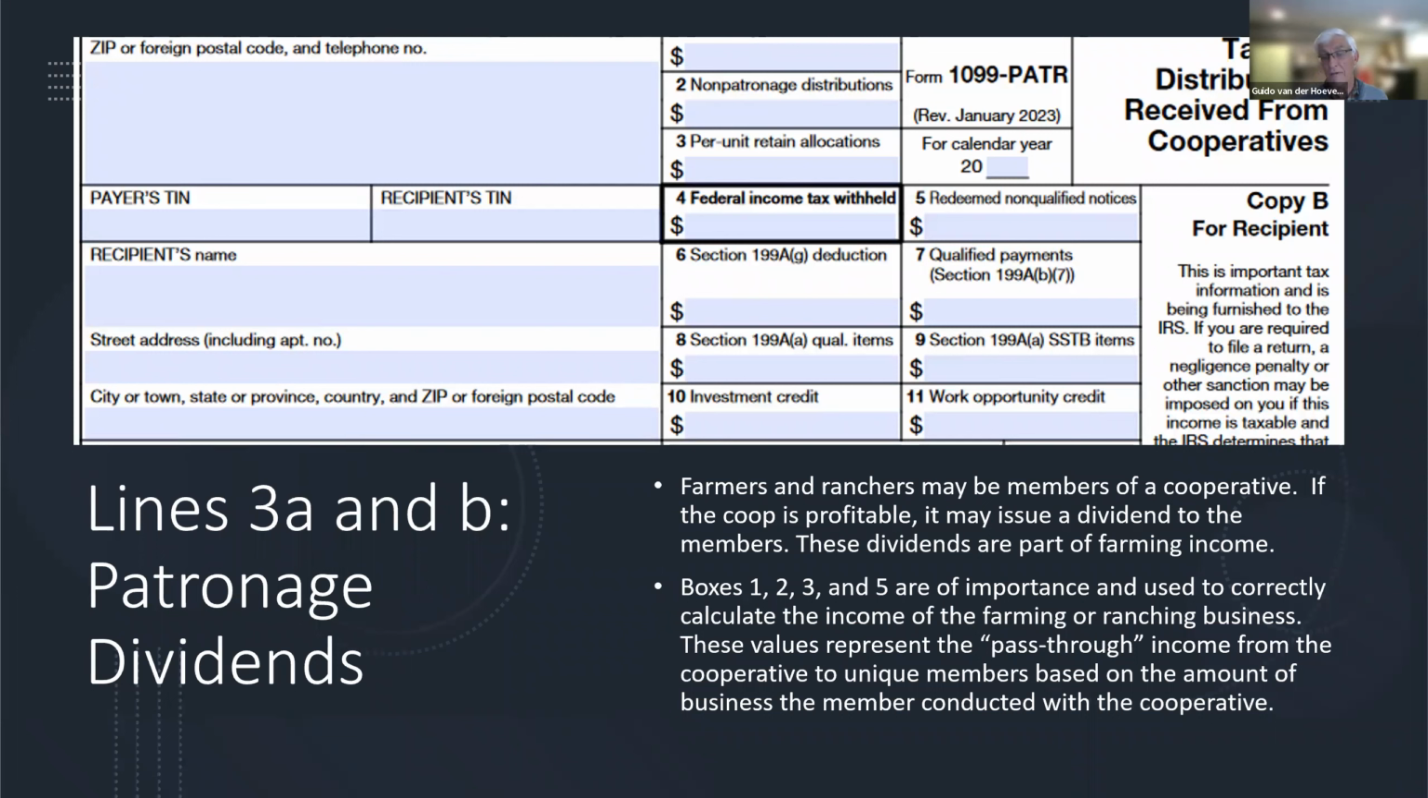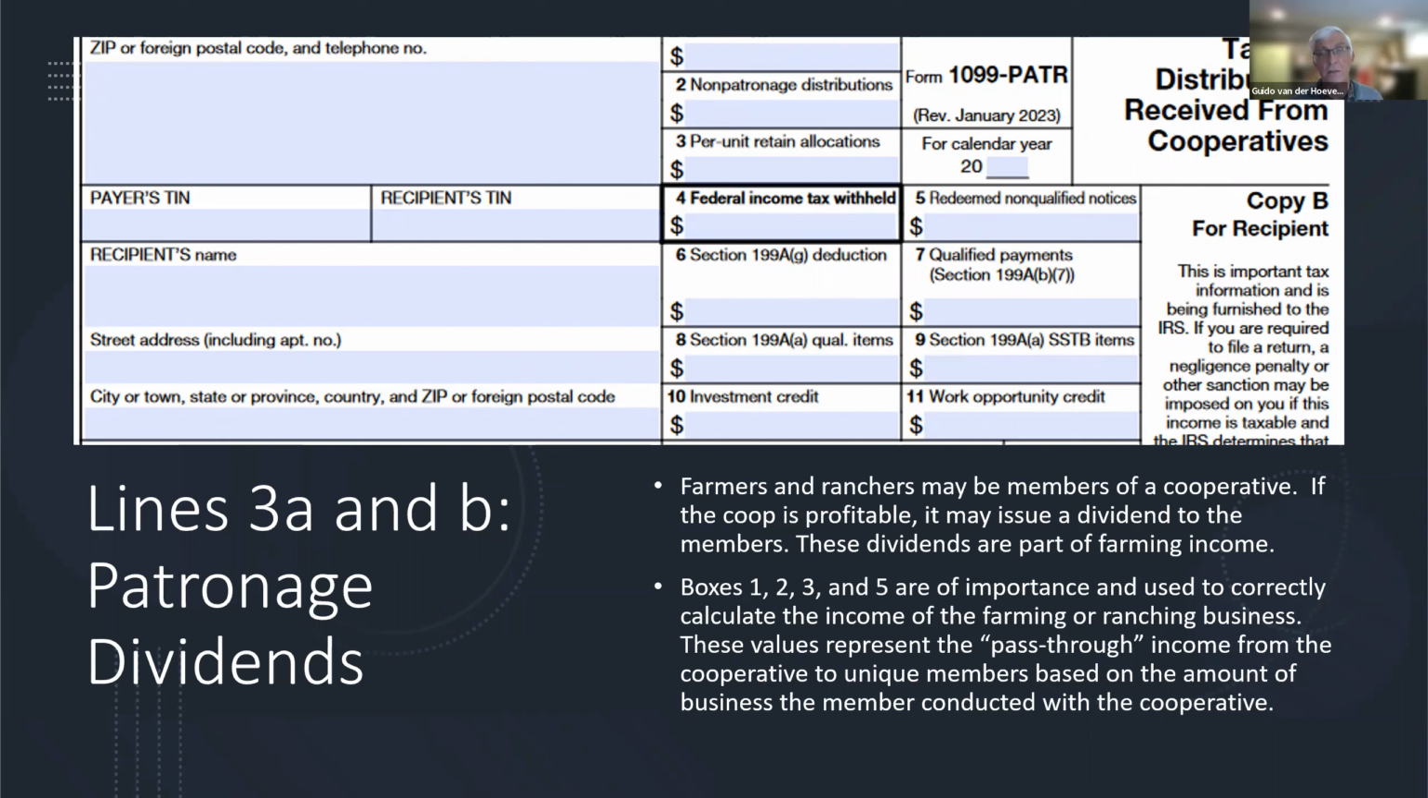If the co-op is profitable, it's going to issue a dividend to the members based on what they have marketed with that particular cooperative. You could also be in a supply cooperative. So you buy your inputs, and if it's profitable, then how much business did you do on a pro rata basis? They'll calculate what your share of the total profit's going to be. And where tax preparers and farmers are going to be interested in, on boxes 1, 2, 3, and 5, they're going to be of importance.